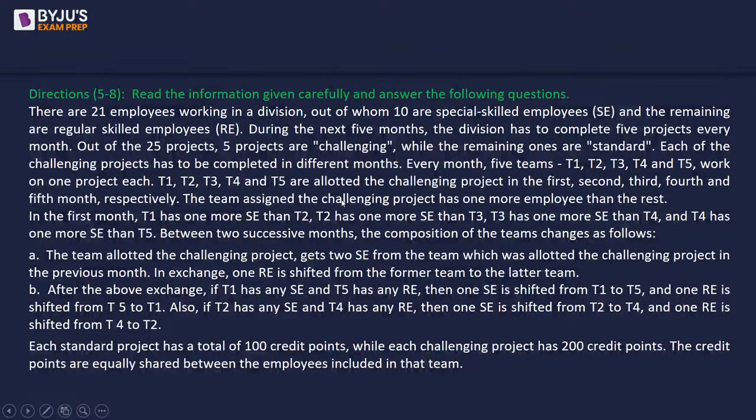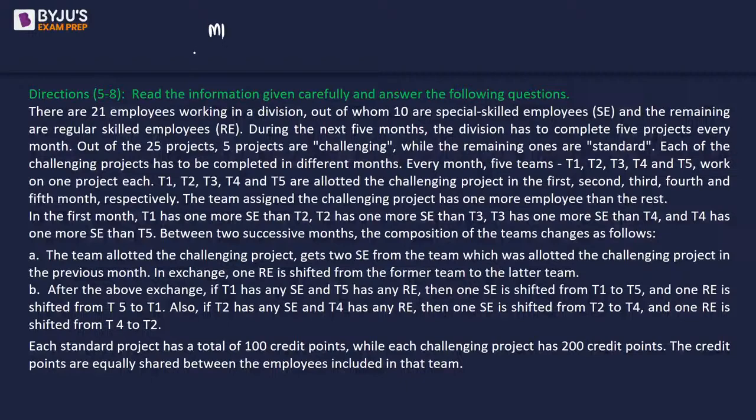There are 21 employees working in a division, out of whom 10 are special skilled employees, SE, and the remaining are regular skilled employees, RE. During the next 5 months, the division has to complete 5 projects every month. Out of the 25 projects, 5 projects are challenging, and while the remaining ones are standard. तो ऐसे लेके चलते हैं.